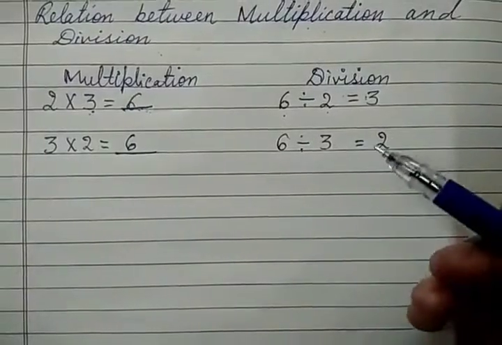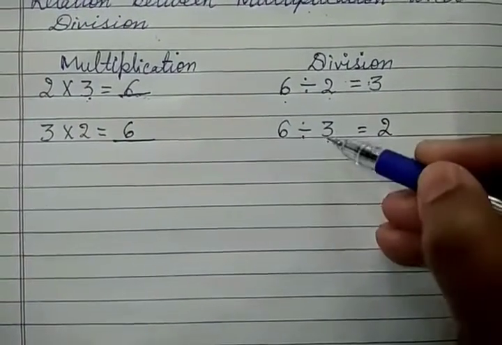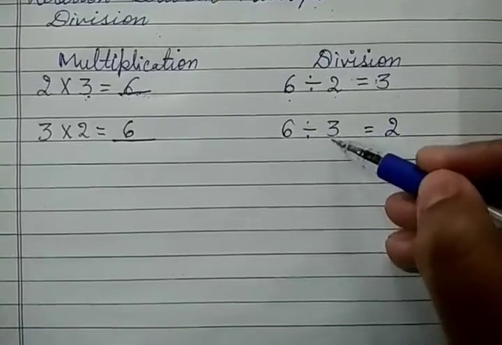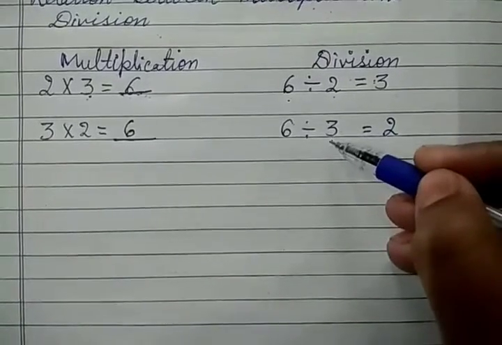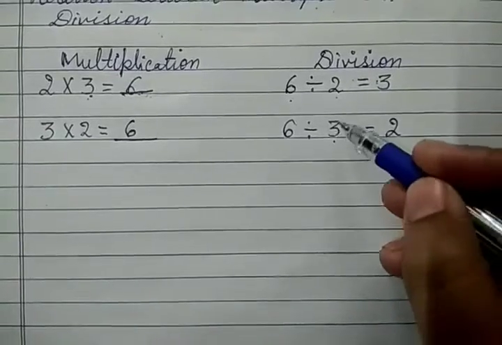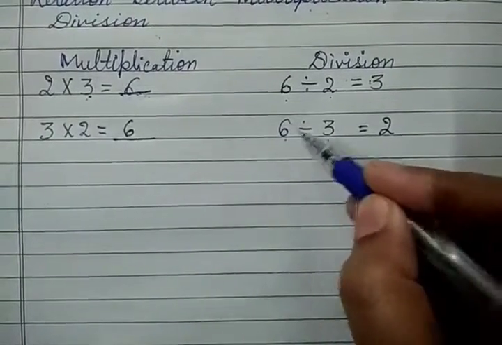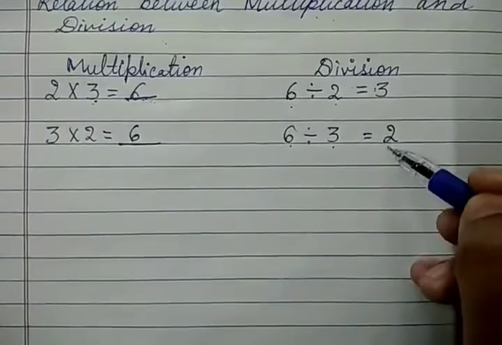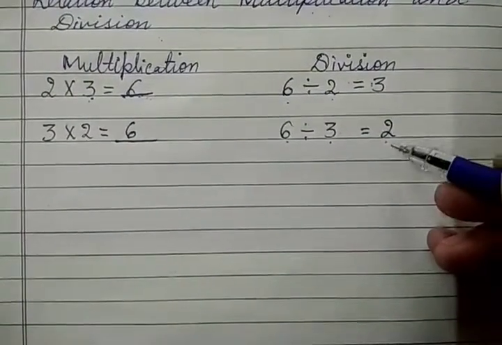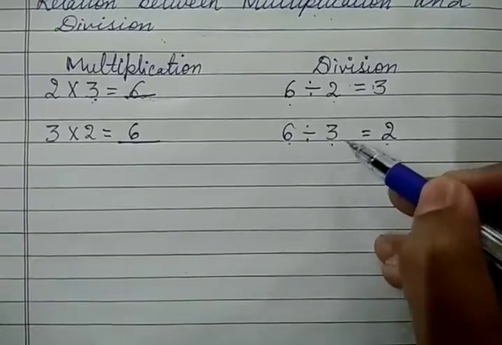Or we can also understand it like this: if we are dividing 6 by 3, that means we are reading the table of 3. Here we have read the table of 2 and here we are reading the table of 3, and we see at what number of times this total comes in 3's table. That comes at 2 times, means 3 1s are 3, 3 2s are 6.